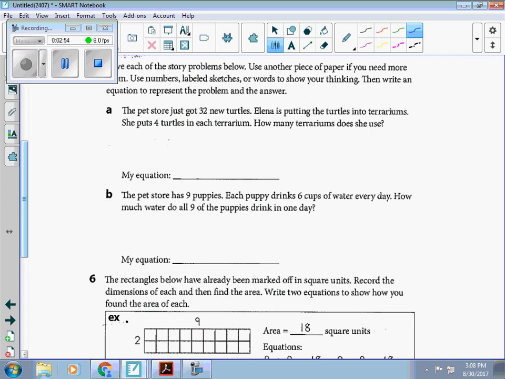The pet store just got 32 new turtles. Elena is putting the turtles into terrariums. She puts 4 turtles in each terrarium. How many terrariums does she use?